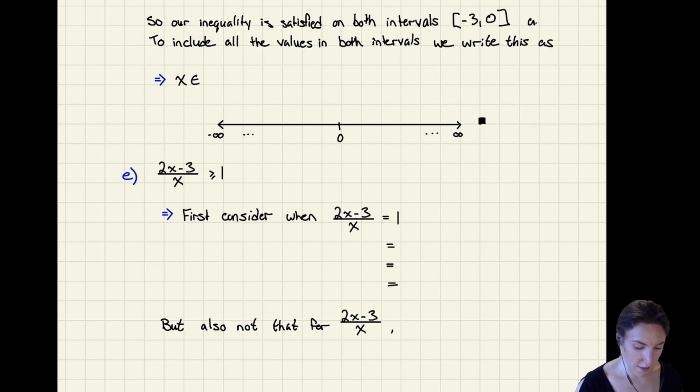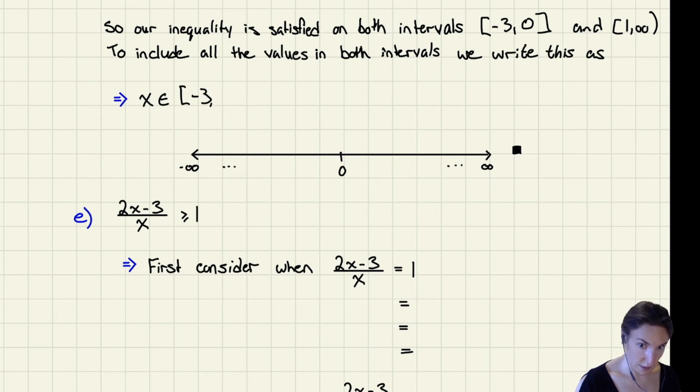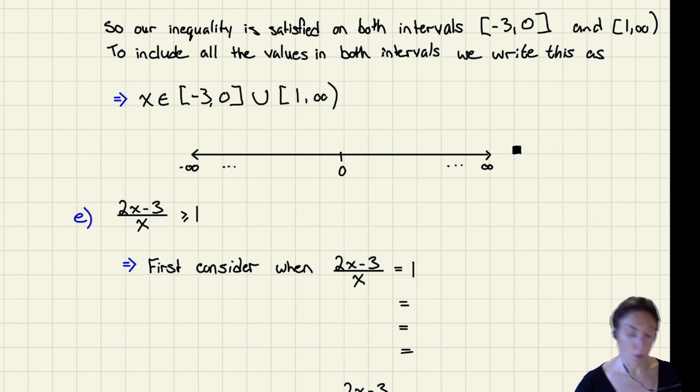And we also saw that the last interval, 1 to infinity, was also fine. Okay, but now we have to write this in condensed notation. So because I want both intervals included, negative 3 to 0, as well as 1 to infinity, that's where I use this union notation.